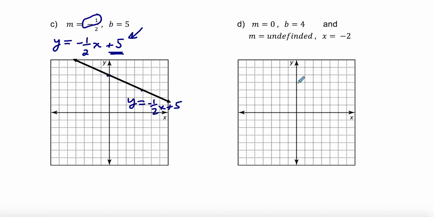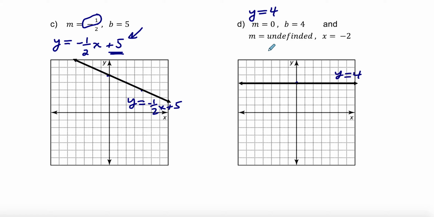So I know the y-intercept is 4, so I go here. And then the slope is 0. So that means it's a flat line. It's a horizontal line. So going through 4, if I'm going to write the equation for that line, maybe I'll do it up here, y just equals 4.